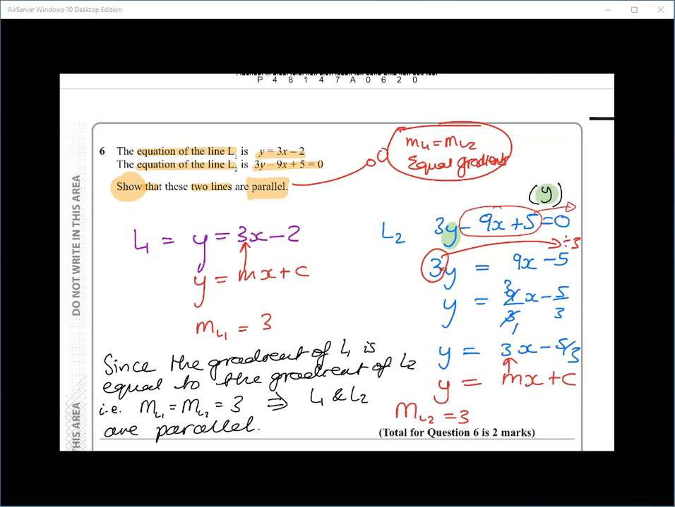Okay, copy that down. I've color coded it for you. The purple bit is the line 1, the blue bit is the line 2. Then we have a final statement at the end.